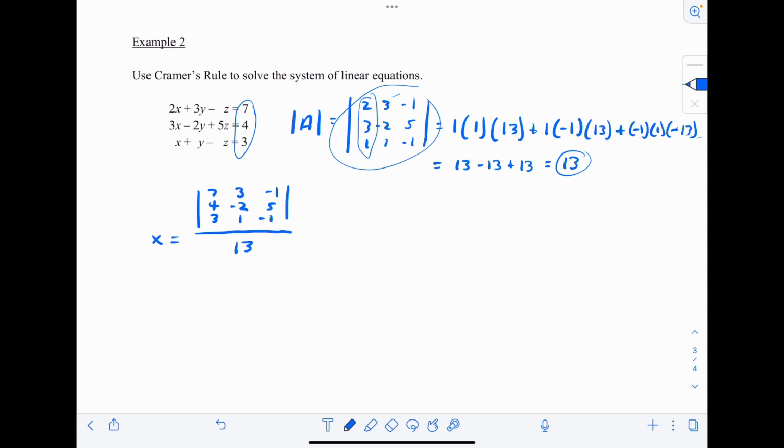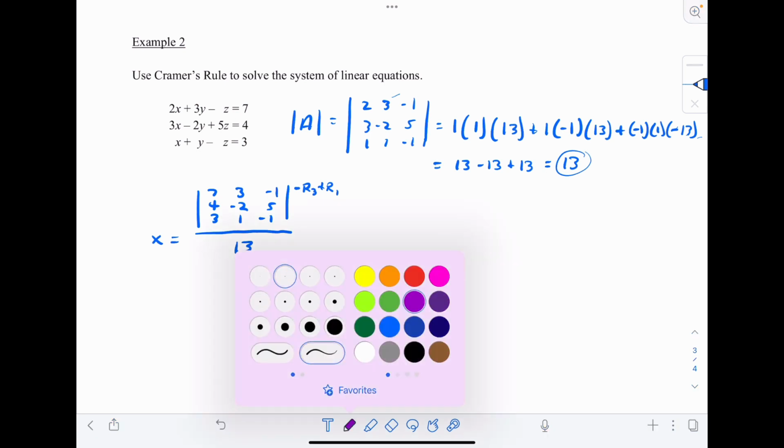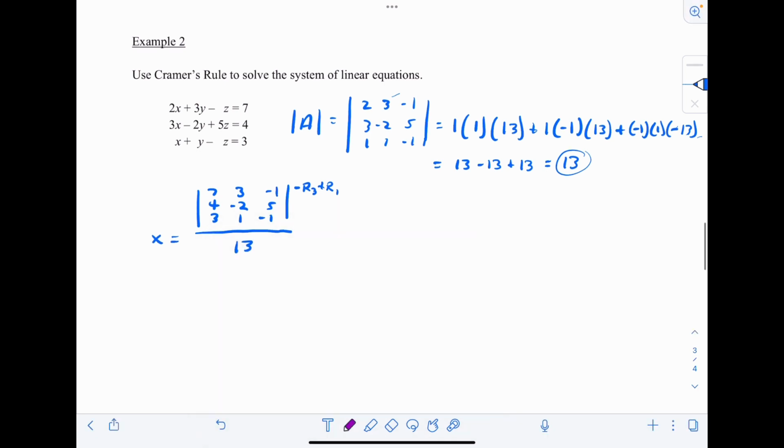Okay. Now, before I get into finding the actual determinant of that numerator, remember that we can manipulate the matrix before we do this. We can actually do row addition and things like that to change it. So in this case, I'm going to take the bottom row times negative 1 and add it to row 1. Now, it doesn't make a huge difference. What happens is I take negative 3 plus 7. That's going to be a 4. Negative 1 plus 3 is a 2. And then positive 1 plus negative 1 is 0.